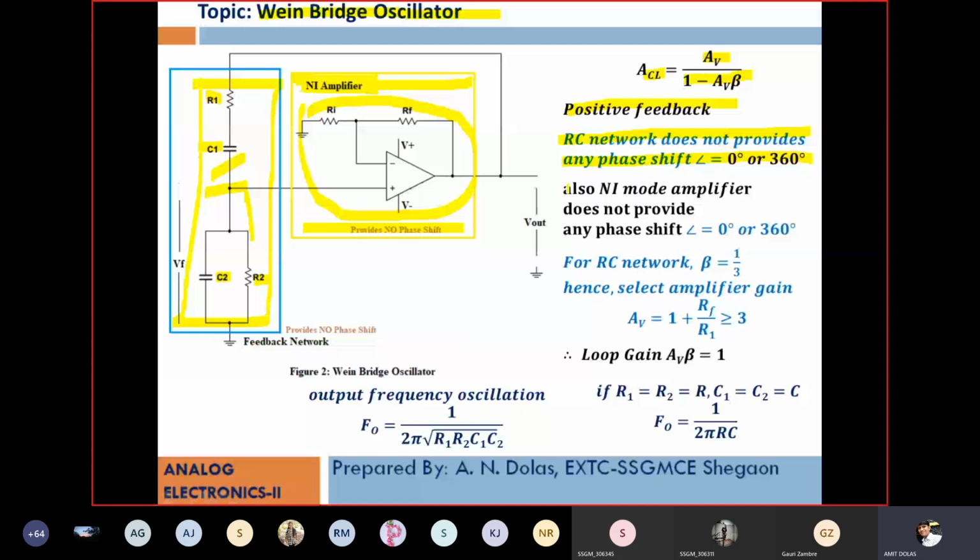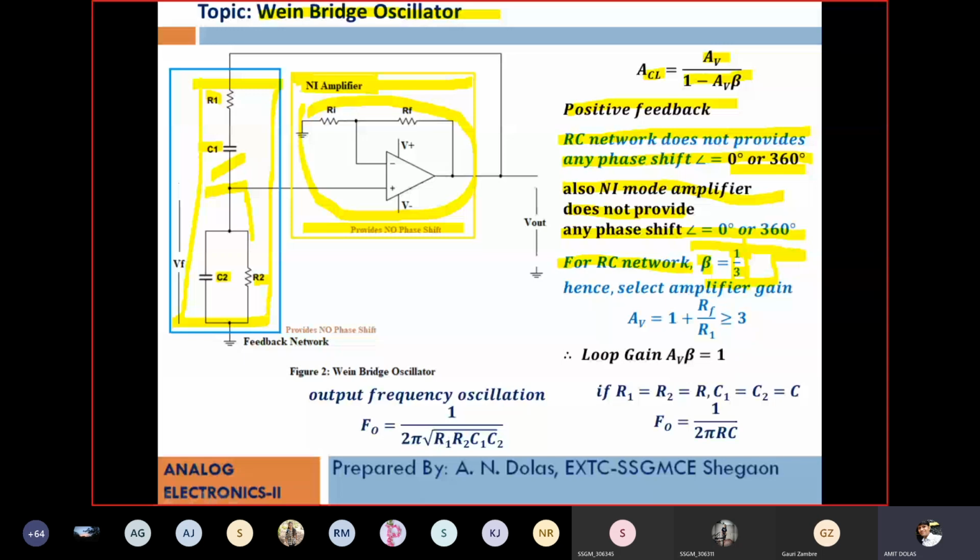You can see, as the RC network is not providing any phase shift, the non-inverting mode of the amplifier also does not provide any phase shift. So the phase shift will be either 0 degree or 360 degree, that is called no phase shift. The RC network beta in this Wien bridge oscillator is 1 by 3. Previously it was 1 by 29 in the RC phase shift oscillator, but in Wien bridge it is 1 by 3. So you have to remember this value.